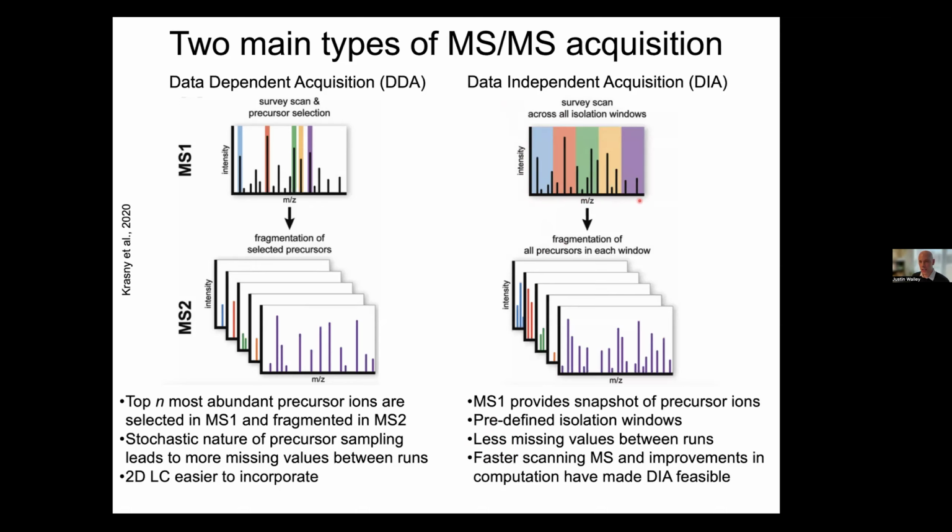No data is used to decide which windows are used in any acquisition. And because of that predefined window selection, you're isolating the same masses every time. And that leads to fewer missing values between runs. And this has taken off because of the faster scanning mass spectrometers and computational improvements.